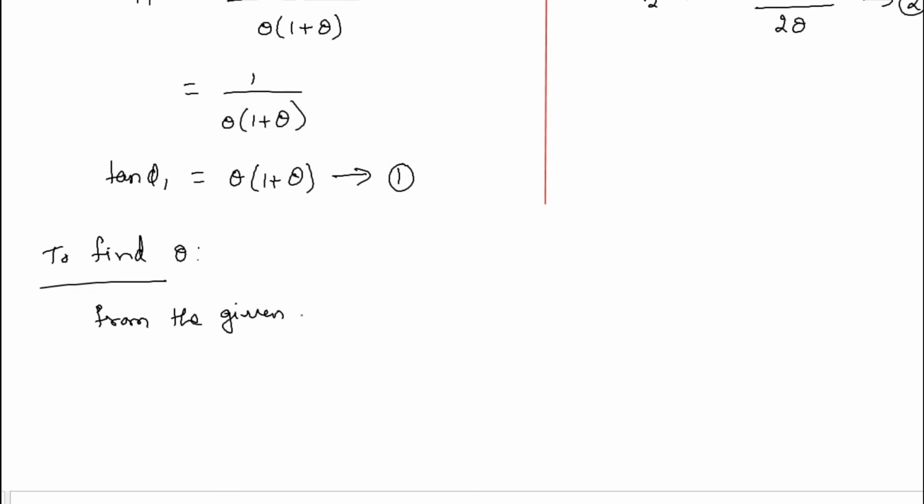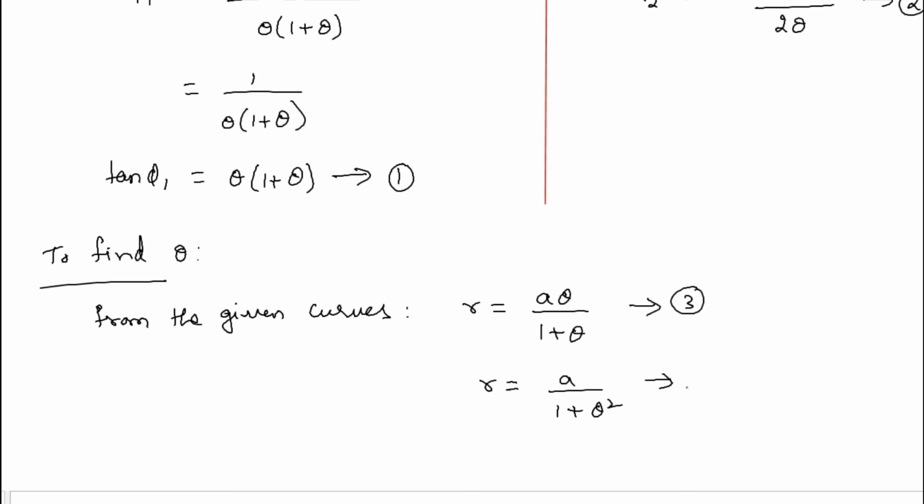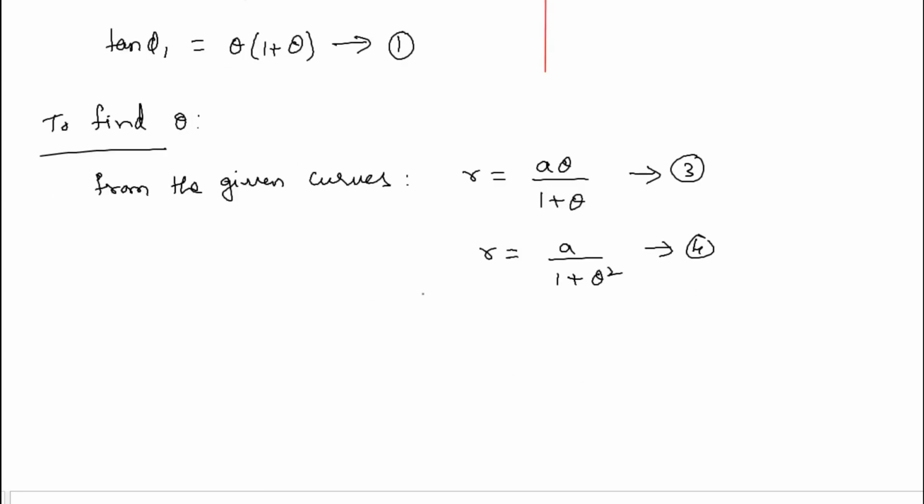From the given curves, r = aθ/(1+θ) and r = a/(1+θ²). Let me take this as equation number 3, this as equation number 4. Since the left hand sides are the same, just equate the right hand side values. So comparing equations 3 and 4.